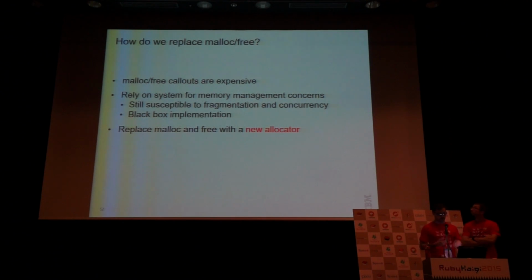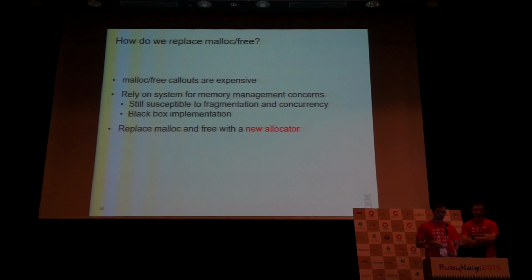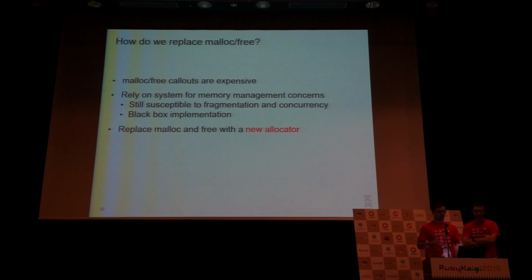So the idea here is to replace malloc and free with something that better suits our needs. We have to remember that malloc and free are suffering from the same kinds of challenges that we, as VM memory management and garbage collection developers, are facing: things like concurrency, fragmentation, and cache locality. But the malloc and free API is extremely restrictive in what it can do, and the implementation is a black box, so we have no control over it. Our idea here is to take VM-specific knowledge to build a new kind of allocator that better suits and fits the needs of the Ruby virtual machine.